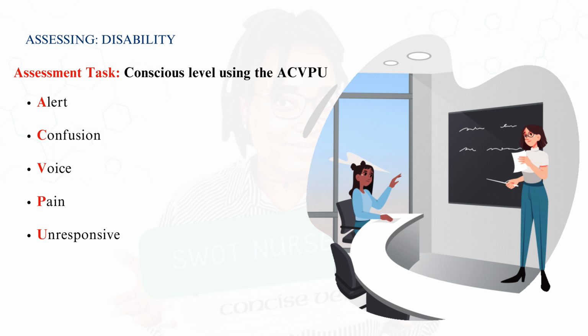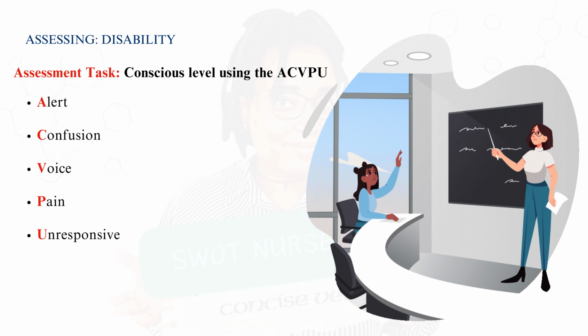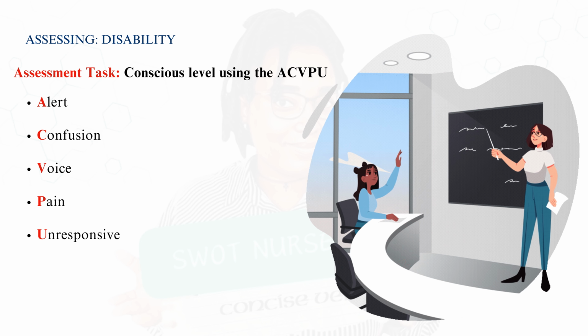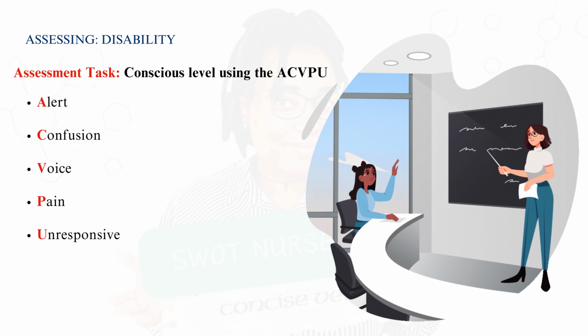Is the patient fully awake and at their level of cognition? If yes, he or she is alert. Is the patient oriented to person, place, and time? If not, is this person confused? And if he or she is confused, you are expected to acknowledge the deficit and reorientate him or her.